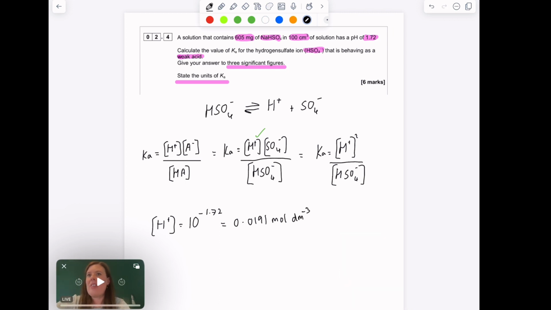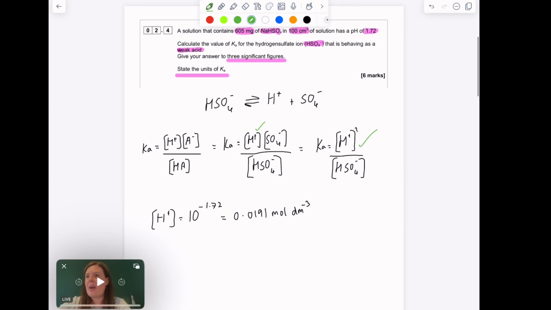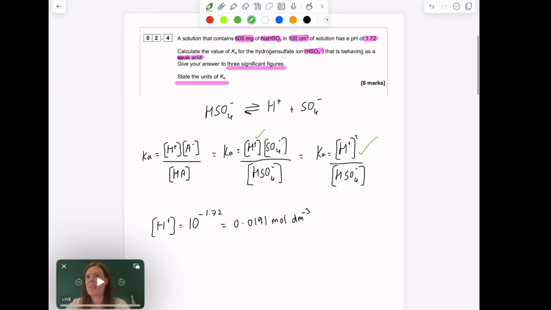Okay, so I've now managed to work out this, and obviously I would square it on the top of that fraction there. Now what I'm going to do is try and work out my hydrogen sulfate ion concentration. Now what we've been given is the concentration of our sodium hydrogen sulfate at the start of the equilibrium.